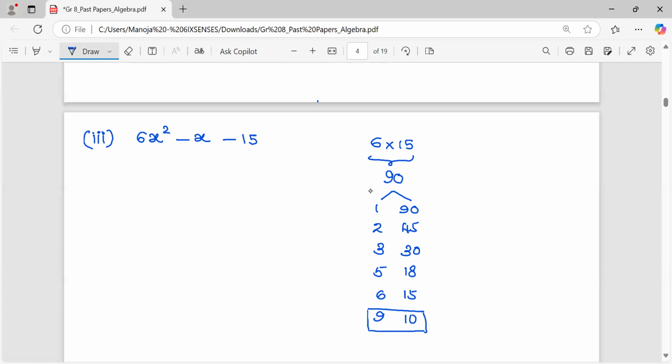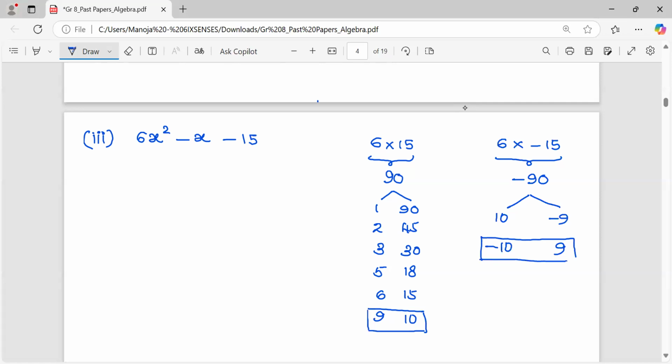Now when you have 6 times -15, the answer is -90. To get the -90, you have two options: 10 times -9 or -10 times +9. I prefer this option. Why do I prefer that option, children? -10 times 9 gives me -90, and -10 and +9 gives me the middle -1.